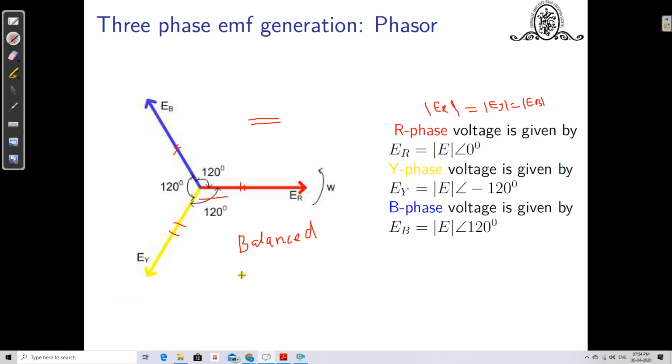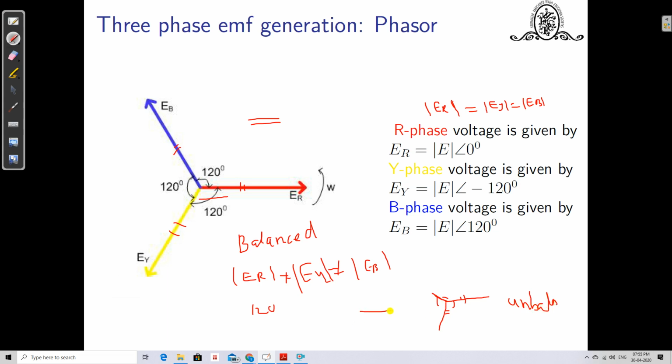If the magnitude of ER, magnitude of EY and magnitude of EB are not equal to each other, or any two voltages are not equal, then though the angle difference is exactly 120 degree, it is unbalanced. For example, these two phasors have the same magnitude and the phase angle difference is exactly 120 degree, but this phase voltage is smaller, then also it is called the unbalanced voltage.